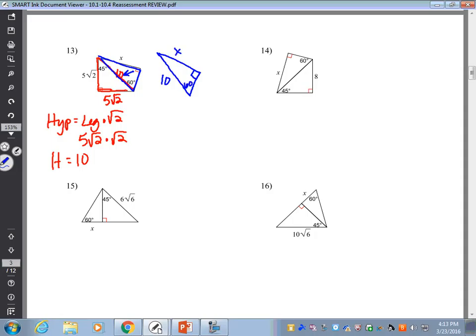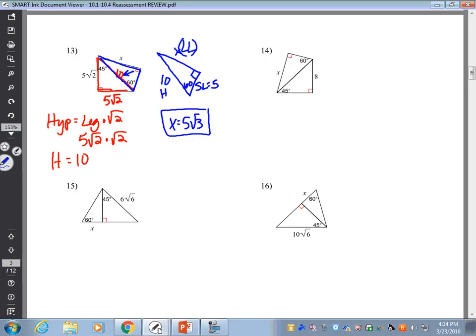This is a 30, 60, 90. So we have to get to the short leg first. And I have the hypotenuse. So to go from a big part to a small part, you divide by what on this problem? Yes, by 2. So the short leg is 5. So if the short leg is 5, then the long leg, which is the X, is basically 5 square root of 3. Leg times square root of 3.